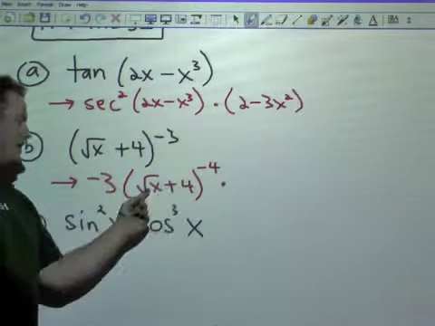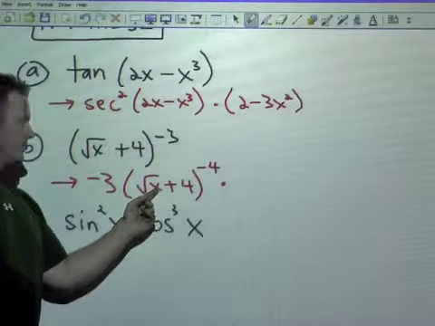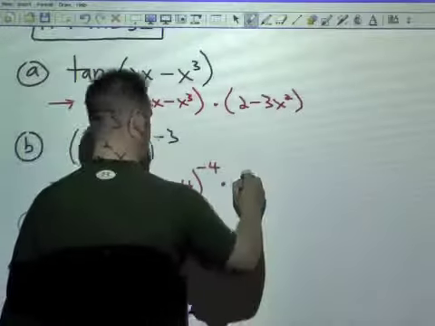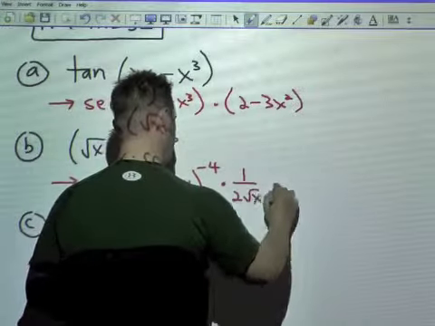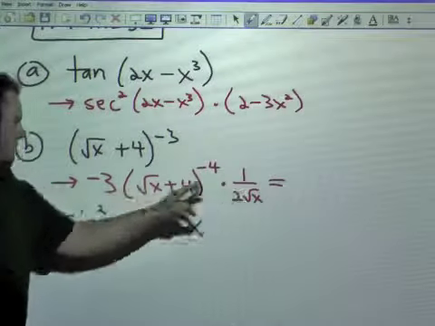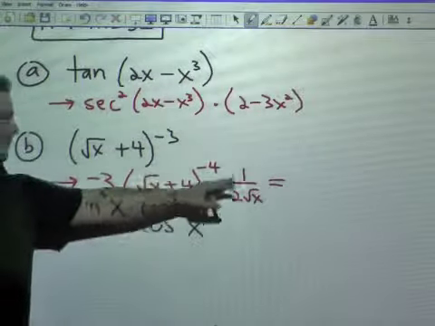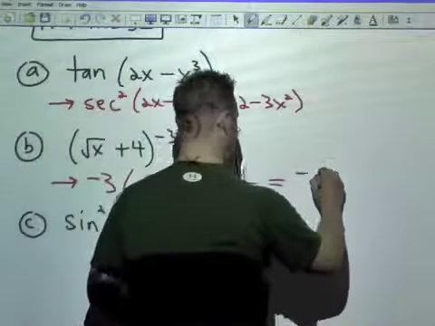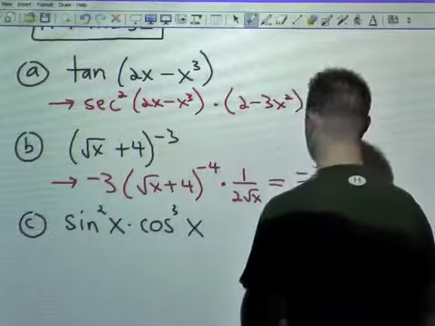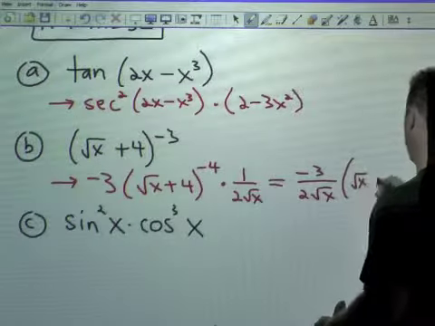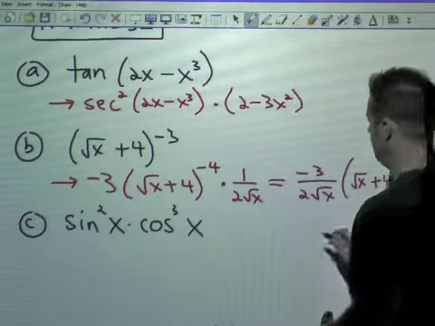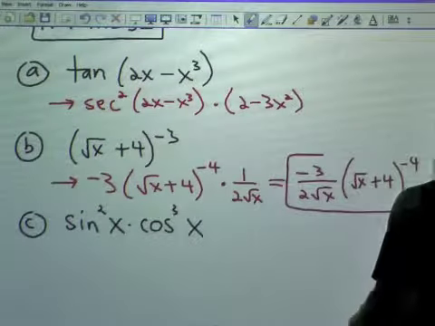Well, the derivative of the inside is just square root x. Derivative of the 4 is 0. So the derivative of square root x is 1 over 2 root x. Which in this case I would simplify by combining these two terms together. So it would be negative 3 over 2 root x times that expression. So this is my final answer there.